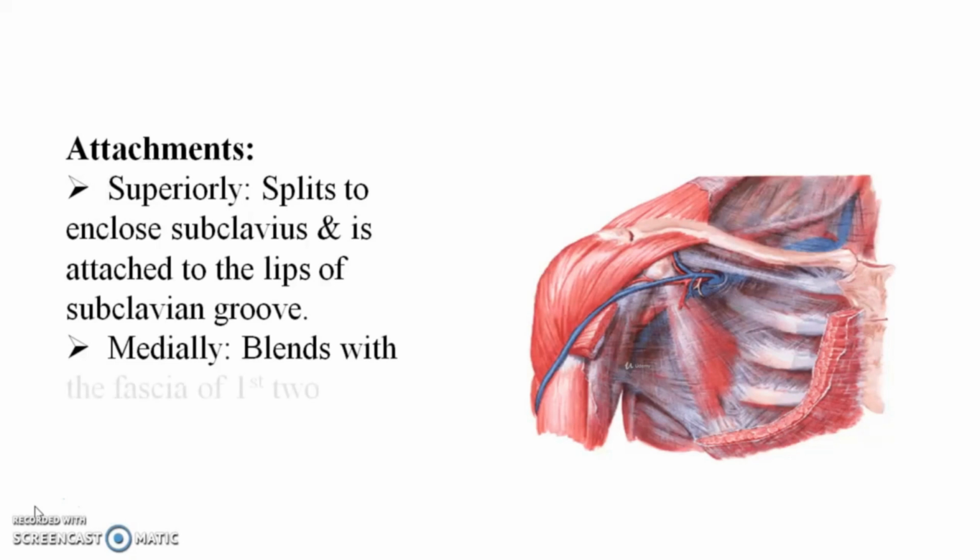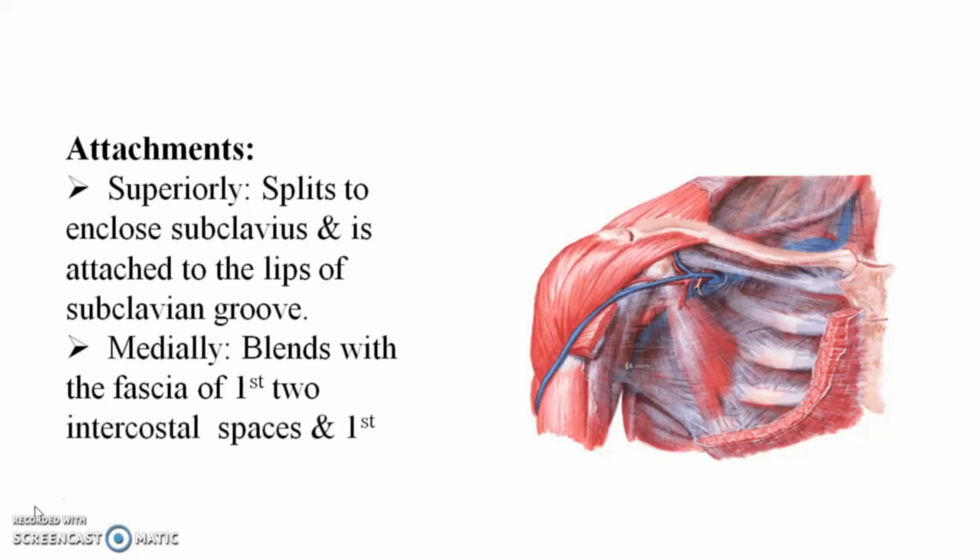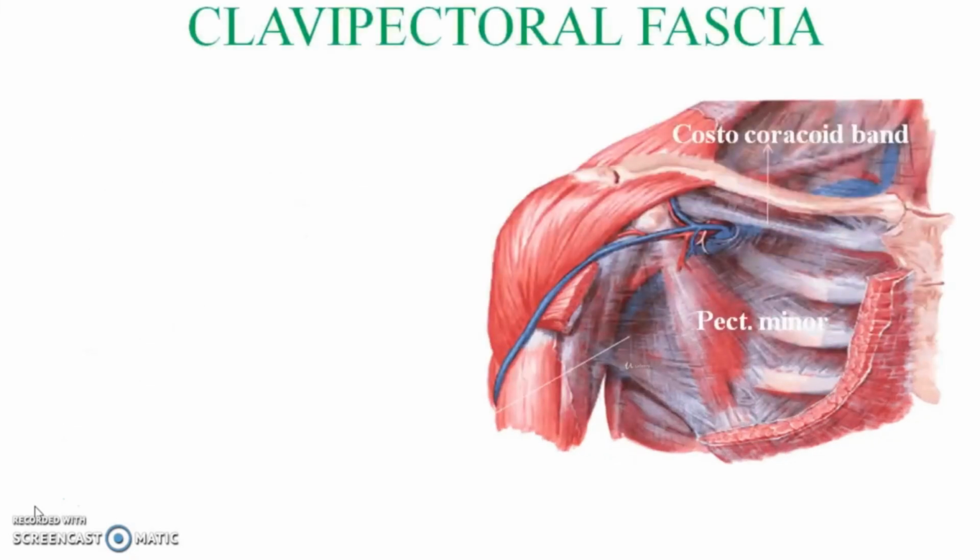Now talking about medial attachment or medial tracing of this clavipectoral fascia, it blends with the fascia of first two intercostal spaces and also with first costal cartilage. Medially, it is going to blend with the fascia which is present in the first two intercostal spaces and along the first costal cartilage. So we have seen tracing of this clavipectoral fascia above and on the medial aspect. Now we will move on to the tracing laterally.